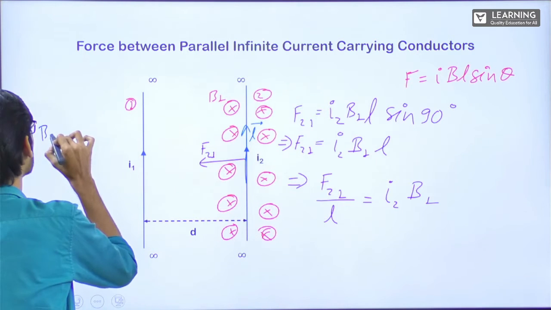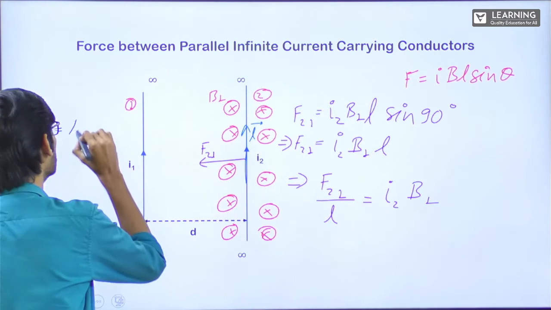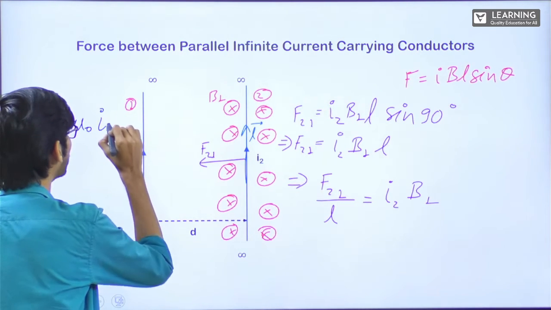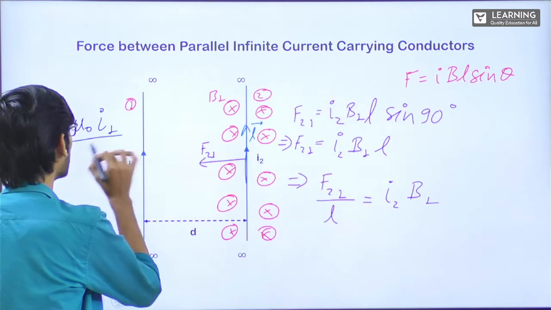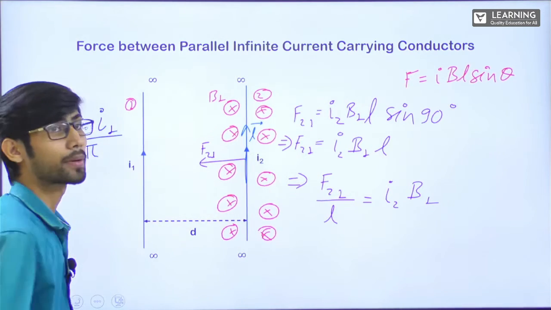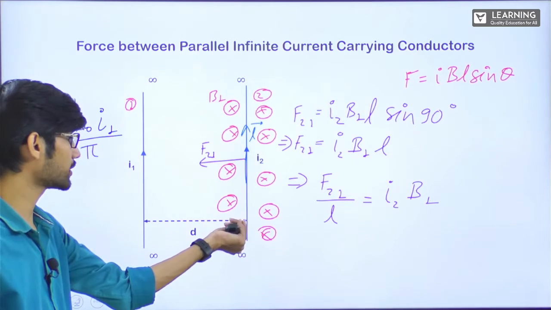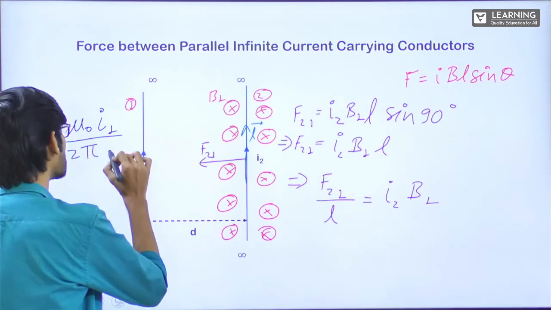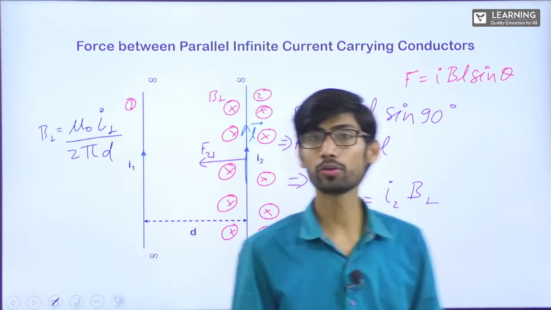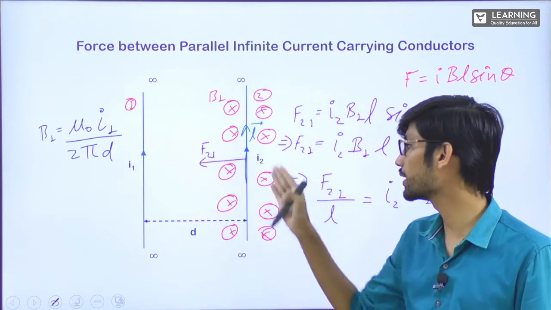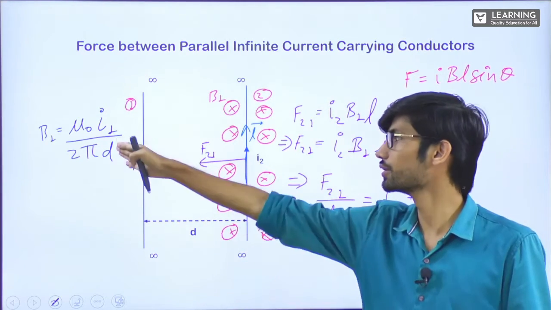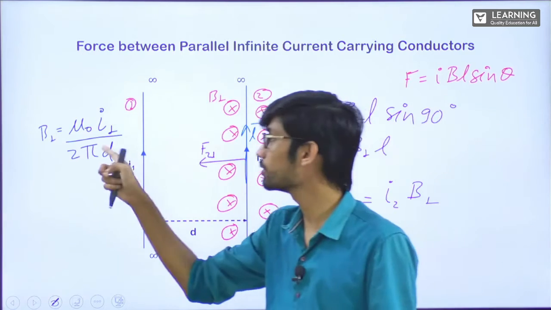So B1 is equal to mu naught I1, because the magnetic field is due to this wire, divided by 2 pi into the perpendicular distance. If at this point I am finding out, the perpendicular distance is d. This is the magnetic field due to 1, the magnetic field due to an infinite current carrying wire at a point which is at a separation d from it. Mu naught, I told you, remember this formula.